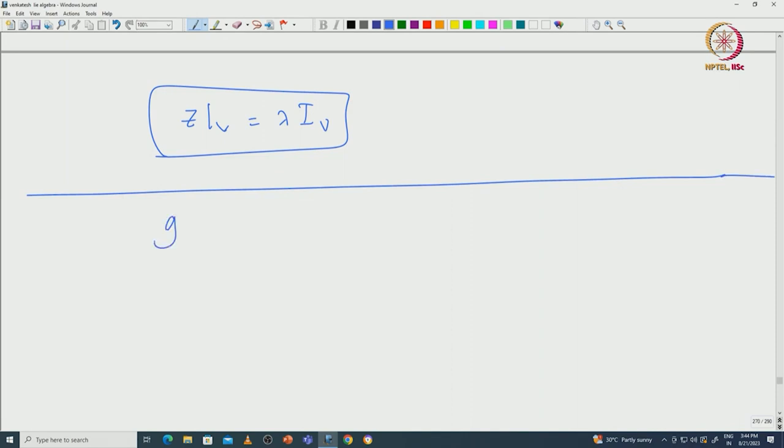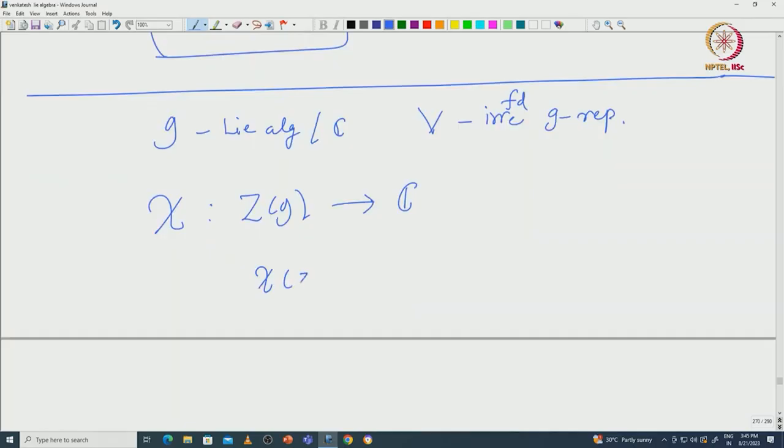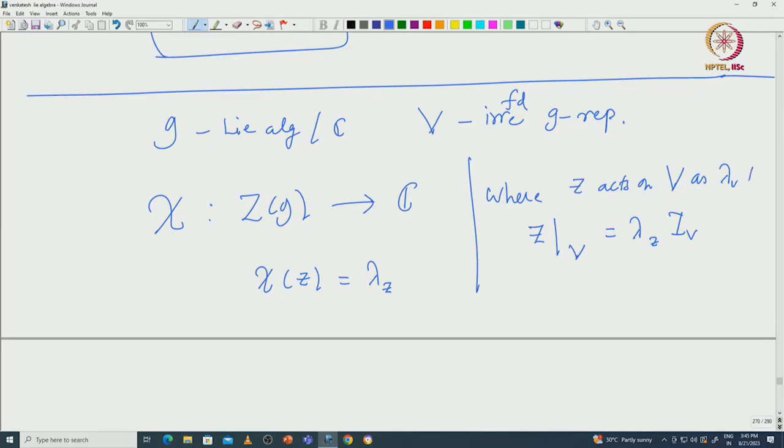Okay, so if you start with the Lie algebra g and V is an irreducible g representation, then one can define what is called chi from the center of g to complex numbers, given by chi of Z equal to lambda Z, where you think of this lambda Z as coming from this map Z. So where Z acting on v is given by lambda Z times v, okay. So you think Z acts on capital V as a scalar multiple, lambda Z times identity, okay.